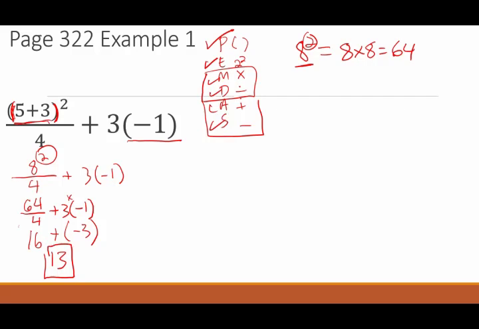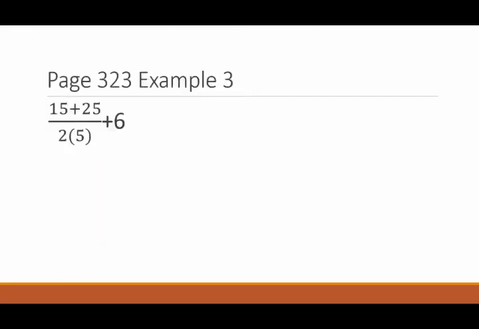So that's example 1. Example 2 is 15 plus 25 divided by 2 times 5 plus 6. So our first step is to do what? PEMDAS, please excuse my dear Aunt Sally. Parentheses, exponents, multiply, divide, add, subtract. So it says perform the operation above and below the fraction bar. So first we have to do what, this is our fraction bar here.